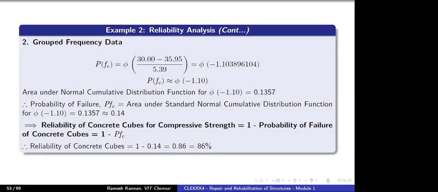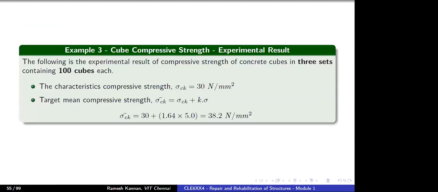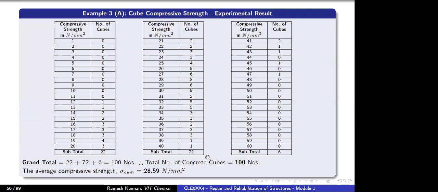Say for example, I've talked about the reliability. Then we talked about some 100. This is a hypothetical test. So this has 100 cubes done in three sets or something like that, and this is the M30 as well. So we know this is the target compressive strength, which is 30 plus 1.64 multiplied by 5 as a standard deviation, and 38.2 Newton per millimeter square. And when you add all the cubes, the number of cubes will become 100.